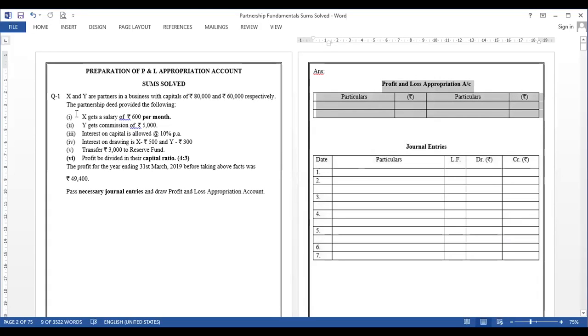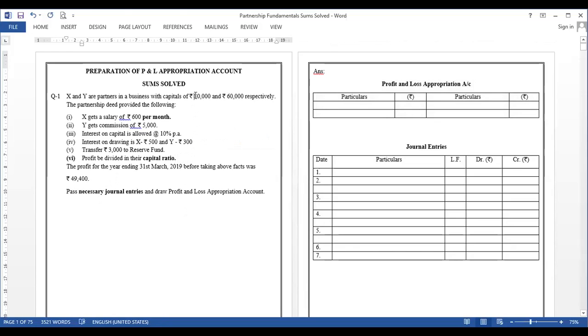So let us read the question. X and Y are partners in a business with capitals of 80 and 60 respectively. The partnership deed provided the following. X gets a salary of rupees 600 per month. Y gets a commission of rupees 5,000. Interest on capital is allowed at the rate of 10% per annum. Interest on drawings is X 500, Y 300. Transfer rupees 3,000 to reserve fund, and profit is to be divided in the capital ratio.